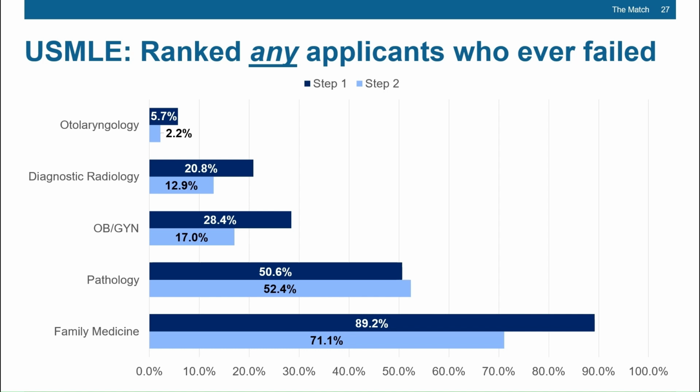However, what probably stands out to you the most are the differences across specialties. For example, while a low percentage of otolaryngology programs ranked any applicants who have ever failed Step 1 or Step 2 CK, you can see that over half of pathology programs ranked at least one applicant who ever failed Step 1, and similar for Step 2. Meanwhile, almost 90% of family medicine programs ranked at least one applicant who failed Step 1, and a bit over 70% ranked at least one applicant who ever failed Step 2 CK.